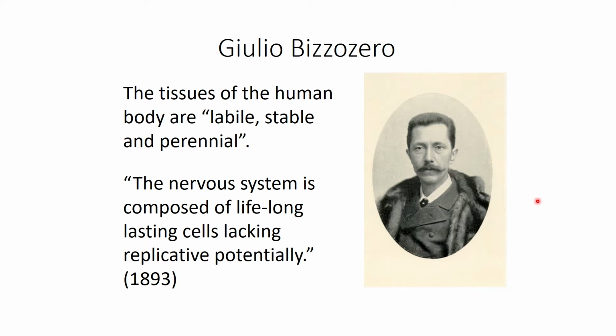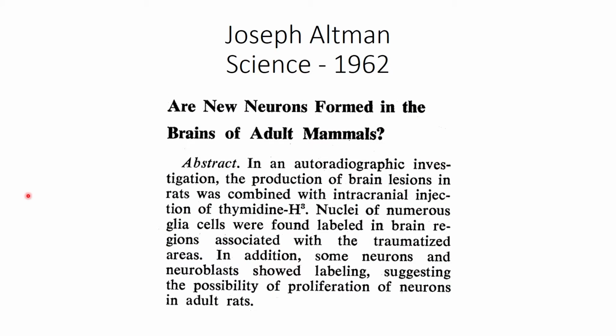Another very famous scientist, Giulio Bizzozero, was the great-grandfather of neuroscience, you could argue. He was the guy who trained Camillo Golgi in his work. He had said that the tissues of the human body are labile, stabile, and perennial, so he's talking about the body, but that the nervous system is composed of lifelong lasting cells lacking replicative potentiality. So there is no division that happens in the brain. They're not entirely wrong. It seems like that is generally the case, but there are some important exceptions to that. And that's what we're going to be talking about for the rest of this presentation.